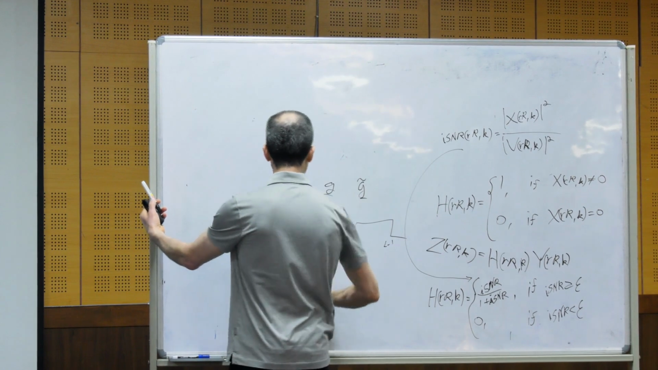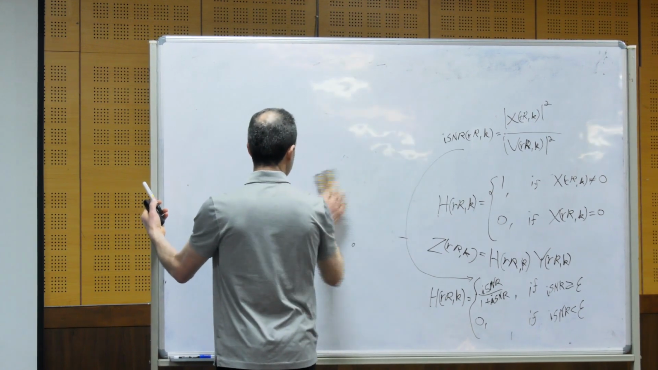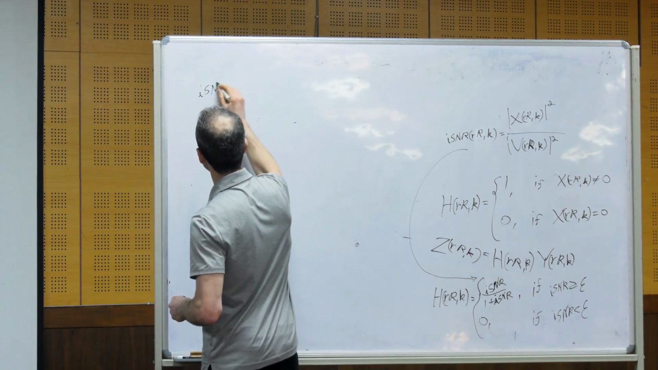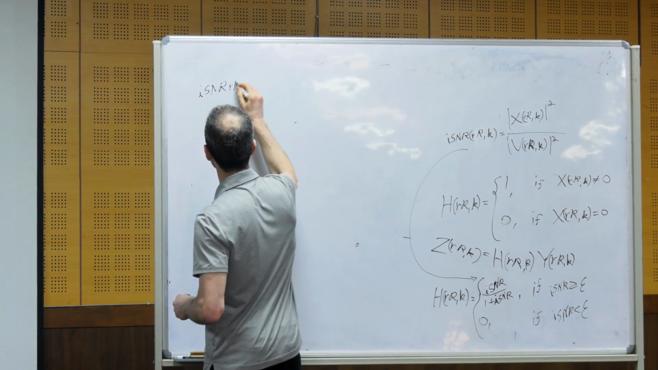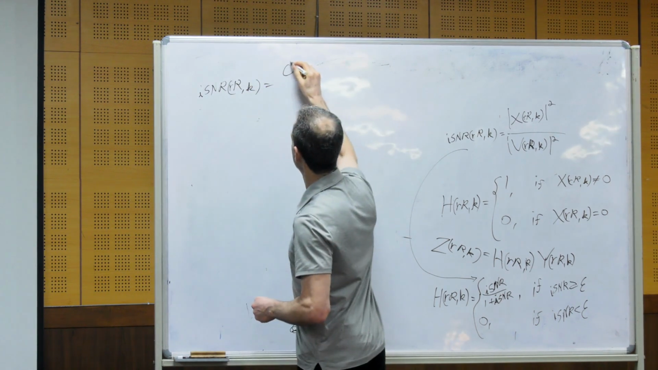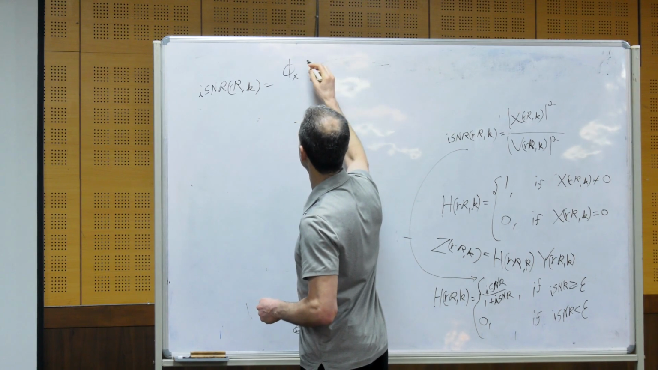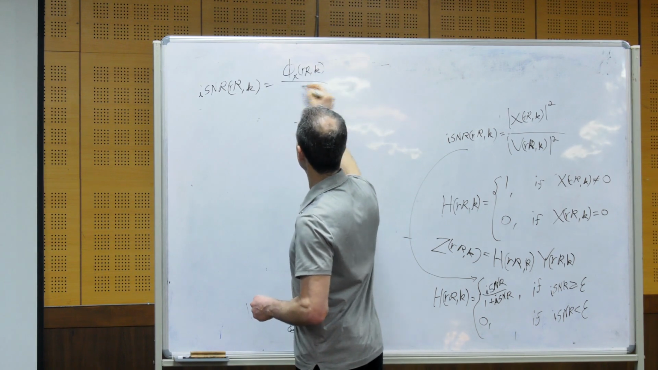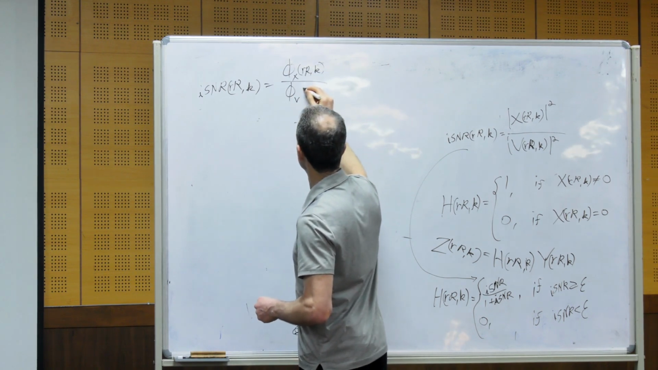I remind you that in practice, the input SNR is phi x divided by phi v.